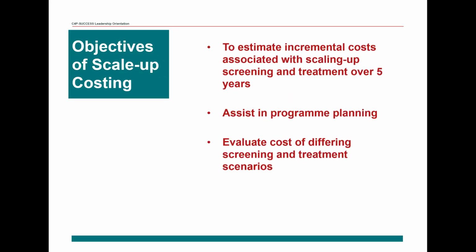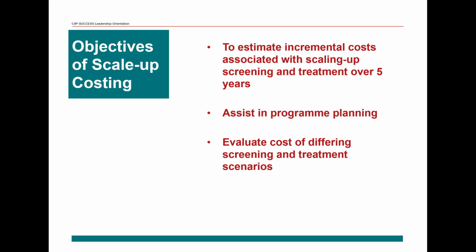The objectives of scale-up costing in the C4P are threefold. First, to estimate incremental or additional costs of scaling up national screening and treatment over 5 years. Second, assist in program planning, that is, to think through the resources required for scaling up the program. And third, to evaluate the cost of differing scenarios for screening and treatment.